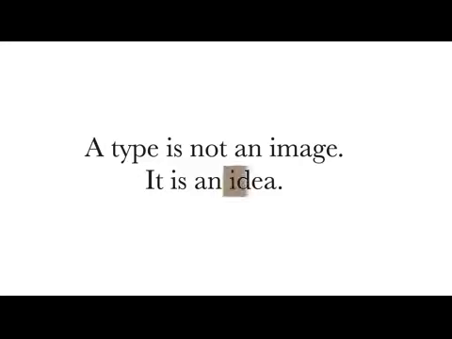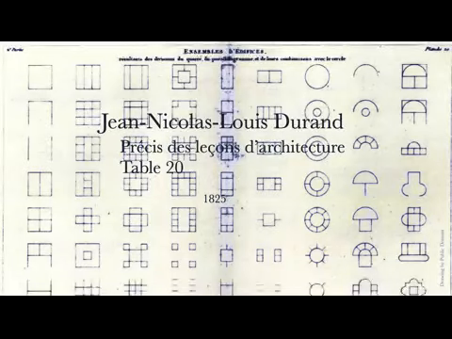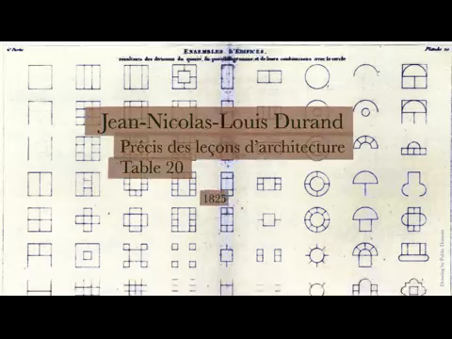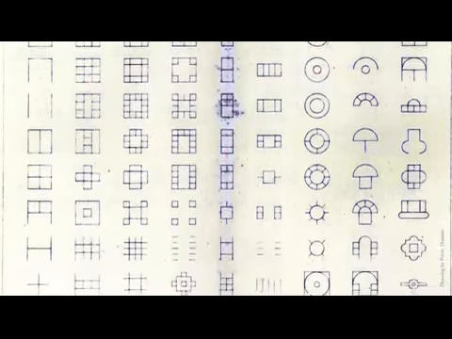It is important to note at this point that a type is not an image that can be reproduced, copied, or imitated. It is rather an idea that we can often synthesize as a diagram. See, for example, the famous typological diagrams of the French architect Jean-Nicolas-Louis Durand that he produced in the early 19th century.